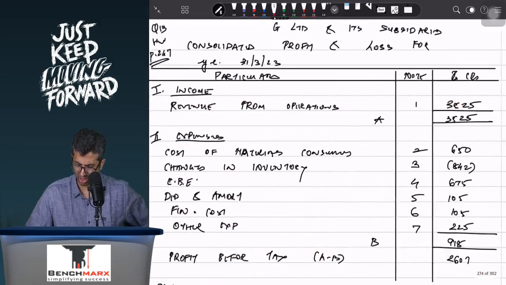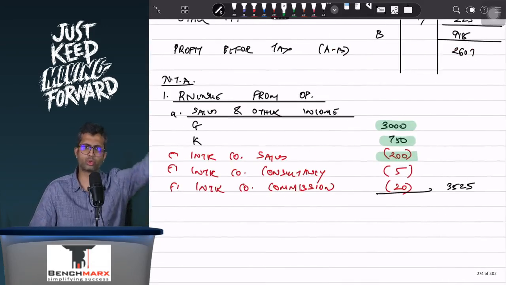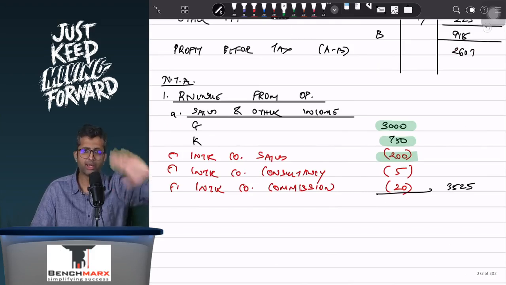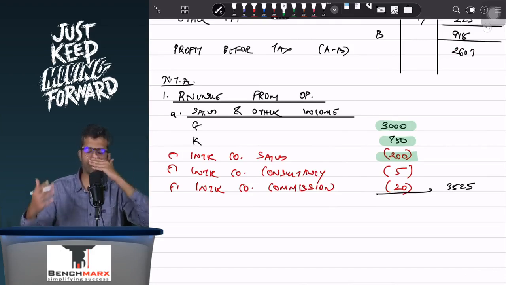So when I look at revenue from operations, I will start with G and K, leave around 5 lines usually, and then intercompany sales. You will take all the notes, you will prepare the Schedule 3 format of the P&L, blank. Then for every item, you will write revenue from operations, write down G and K, leave around 5 lines.